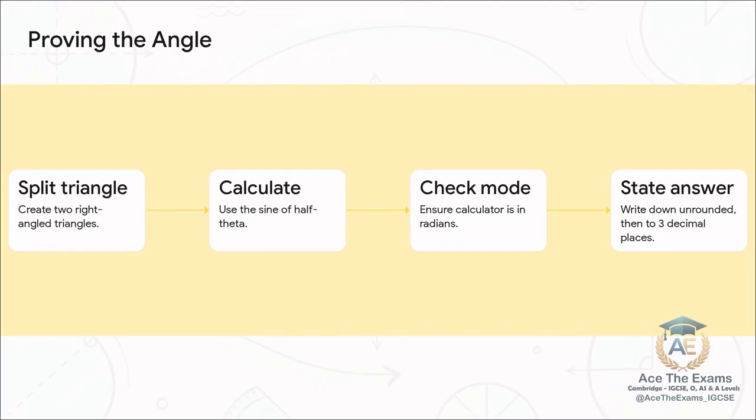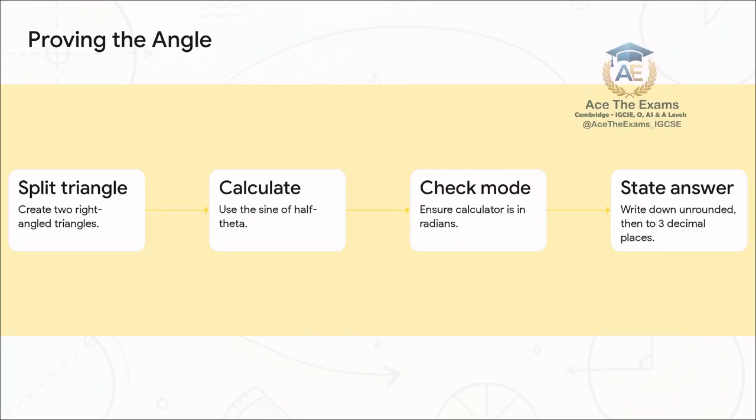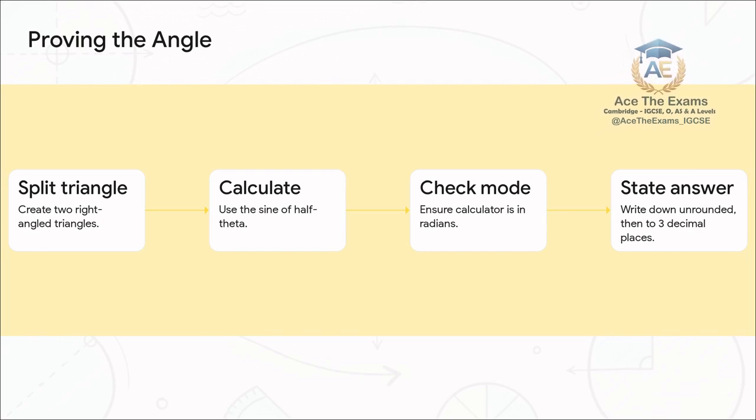Well, step 1, look at triangle POQ. Because OP and OQ are both radii of 8 centimeters, it's an isosceles triangle. You can drop a perpendicular line to split it into 2 right-angled triangles, or you can deploy the cosine rule. Step 2, calculate the angle. If you split it, you'd use sine of half theta equals 6/8. Step 3, crucially, your calculator must be in radian mode here, because the question literally specifies theta is in radians.